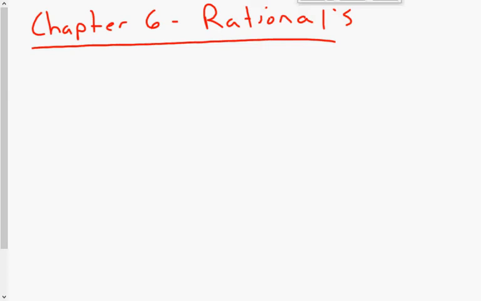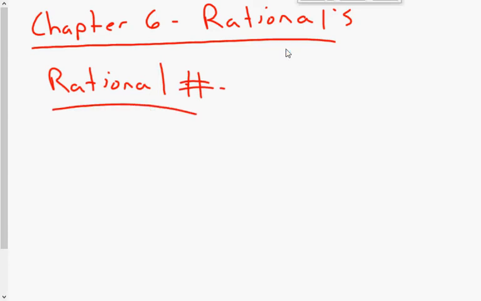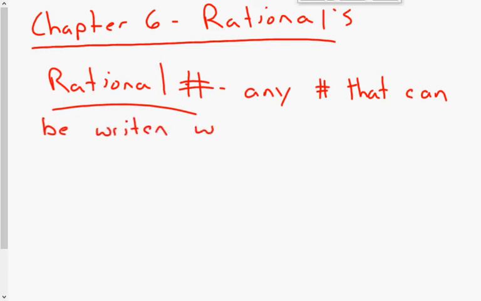Now, in maybe math 8 or 9, you would have learned about things like whole numbers, real numbers, integers, and there's a thing called rational numbers. So I'm going to just quickly give you a breakdown of what a rational number is. A rational number, the formal definition is any number that can be written with a numerator and denominator.